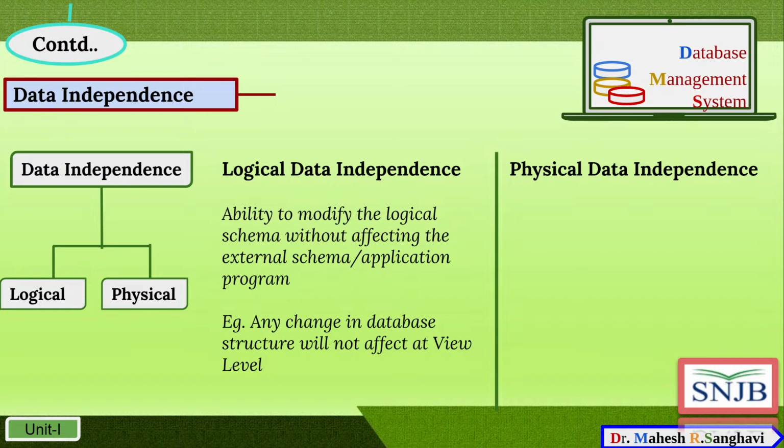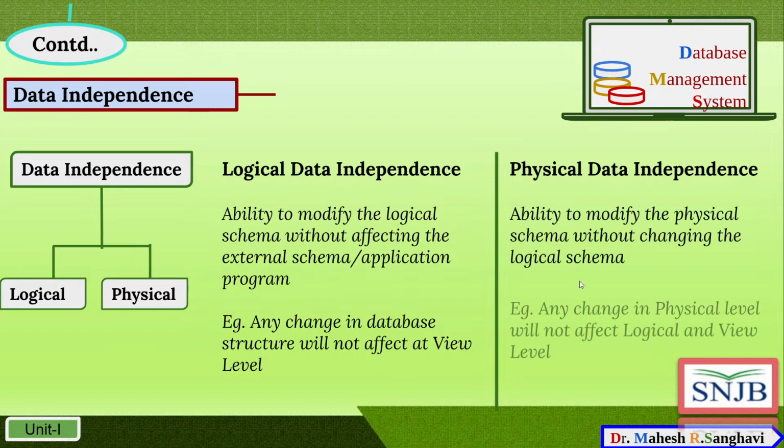There are two types of data independence: logical data independence and physical data independence. Let us focus on logical data independence first. Changes in the logical schema, that is, if we add a new column or remove an existing column from a table, will not affect the external views or user programs, meaning it will not affect the upper level, that is the view level. That's called logical data independence. For example, you add an email column to the student table, but the app used by faculty still works the same way.